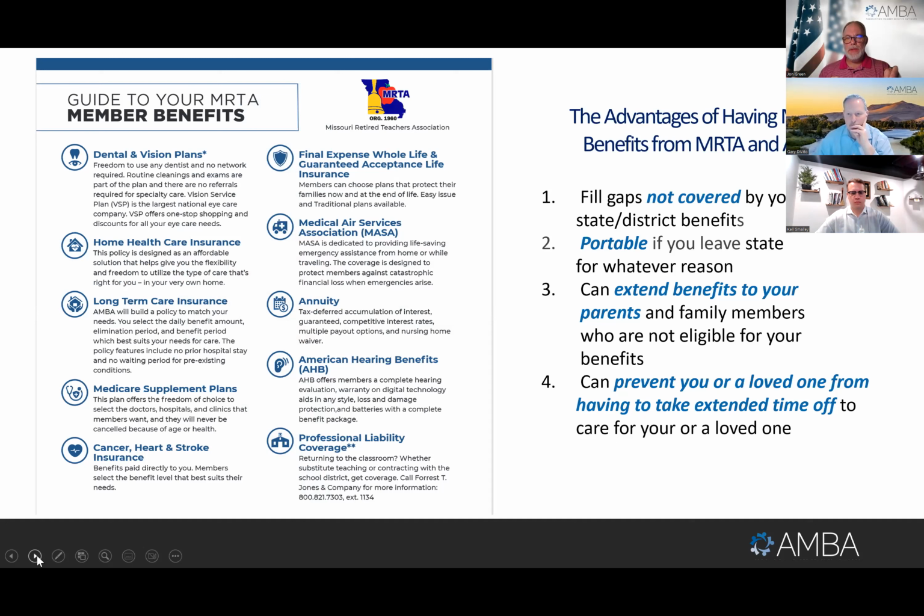But some of the biggest reasons why MRTA members appreciate having this access is that they can extend the benefits and access to those benefits to their family members. It could be to their parents. It could be to their adult children who may be aged out of their benefits. And because so many teachers retire maybe from the classroom, but don't retire from a second job, with proper planning on your parents or other loved ones, it may prevent you from having to take extended time off that takes away from your income, providing for your household as well.